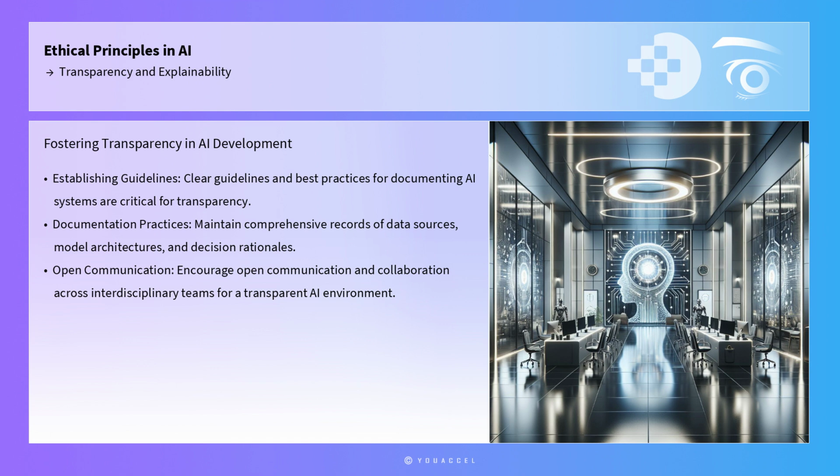In addition to these tools and frameworks, fostering a culture of transparency within organizations is critical. This can be achieved by establishing clear guidelines and best practices for documenting AI systems, such as maintaining comprehensive records of data sources, model architectures, and decision rationales. Encouraging open communication and collaboration across interdisciplinary teams can also contribute to a more transparent AI development environment.